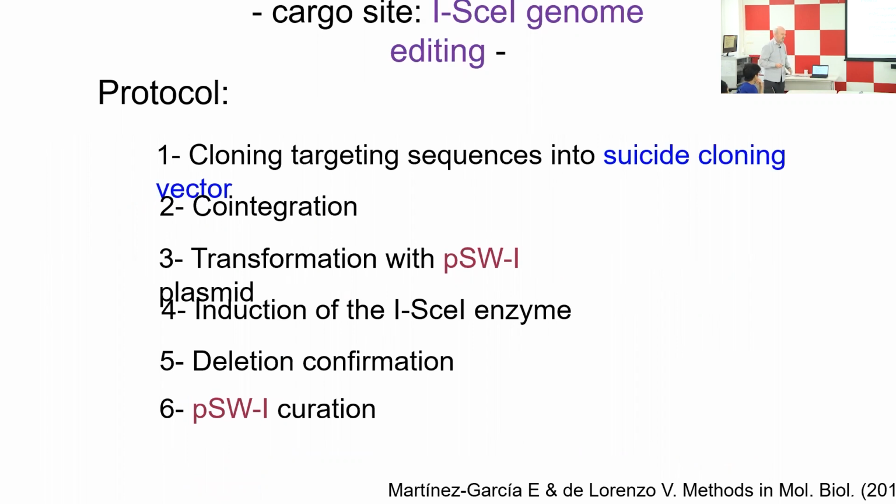So, well, this may look like a complicated procedure, and to some extent it is. You're required to handle some microbiological techniques, and the protocol involves the cloning of the sequences in the suicide cloning vector. That takes some time. Cointegration is very simple. Transformation is very simple. Induction of the SC1 enzyme is very simple. Deletion confirmation is very simple. And then curation, sometimes it takes time.